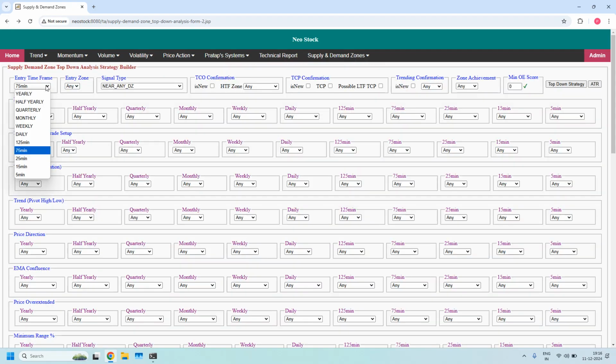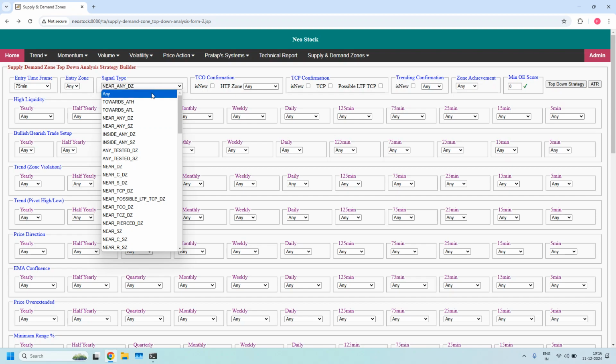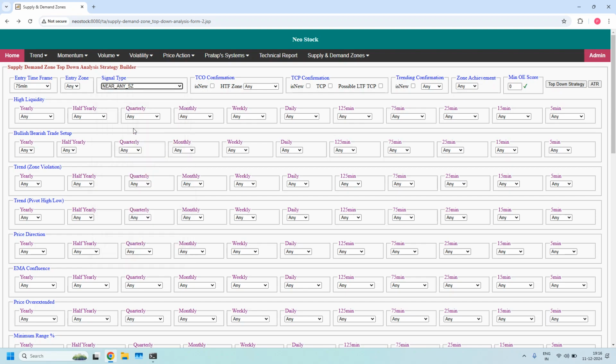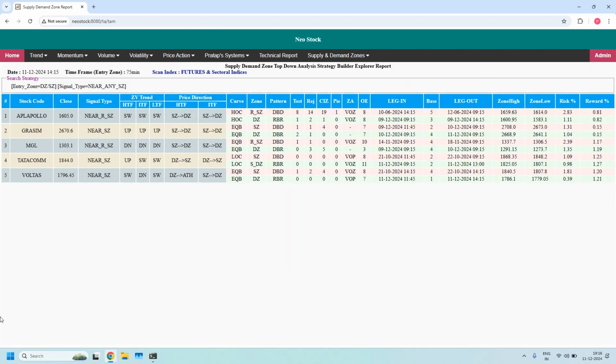Next 75 minutes time frame. Let us find the stocks near 75 minutes supply zone. 5 stocks are filtered. Let us identify high liquidity supply zones from this list. The first one is a pierced zone, not a valid stock. Not a valid high liquidity zone. Next one is MGL is having high liquidity supply zone. That's it. We have only one valid high liquidity supply zone from this list, that is MGL.